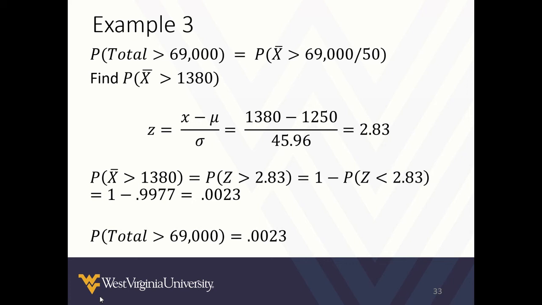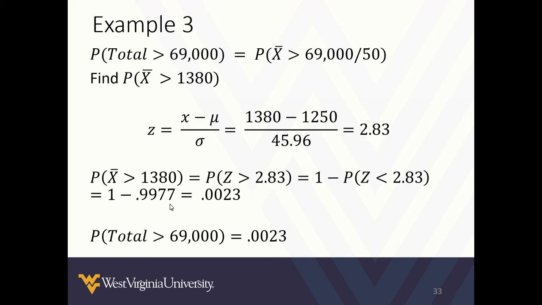And so really what we're going to find is what is the probability that the sample mean is greater than 1,380. Using our knowledge of z-score, we'll plug in, and for x we have 1,380, for mu 1,250, divided by our standard deviation of 45.96. That's going to give us a z-score of 2.83.